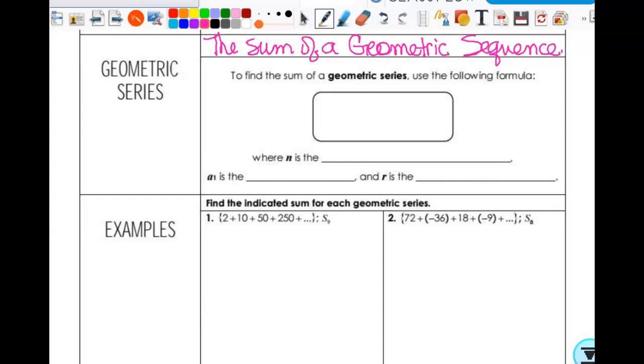So just like with the arithmetic series, we do have a formula, so we don't always have to list everything out. This formula for a geometric series looks like this. S sub n equals a sub 1 times 1 minus r to the nth power over 1 minus r.